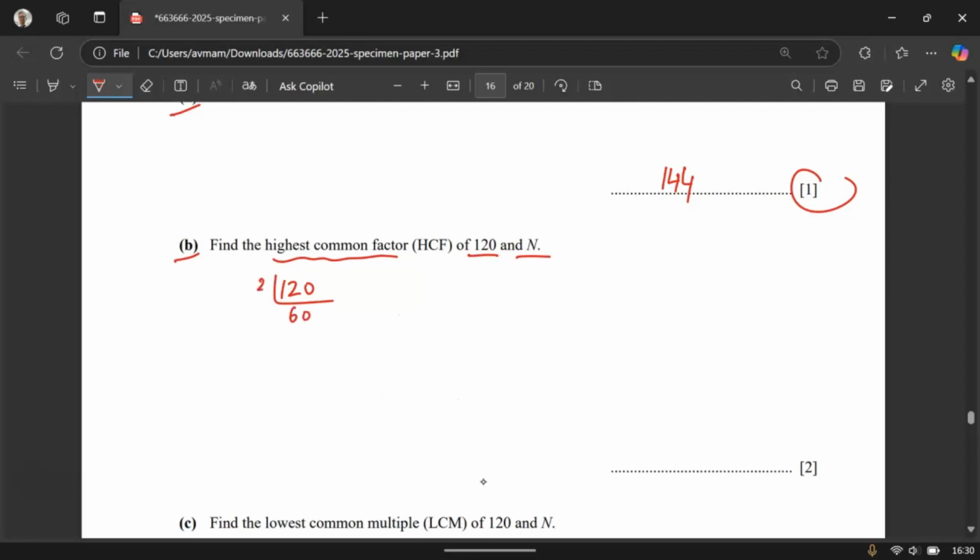Dividing by 2, and then by 2 again, and then by 3, and then by 5. 144: 72 divided by 2 will give you 36, 18 gives you 9.